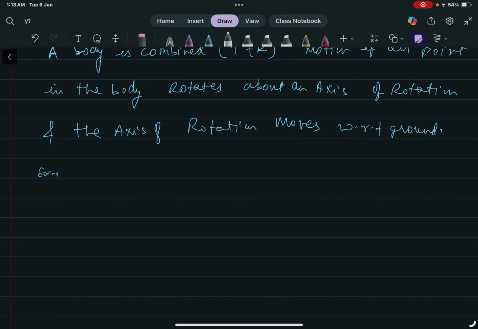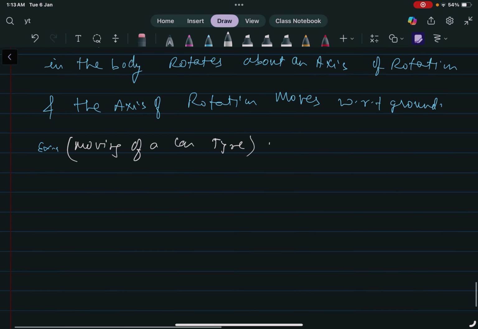Example: the moving of a car tire. Both combinations will be there. Okay, so this is all for today.